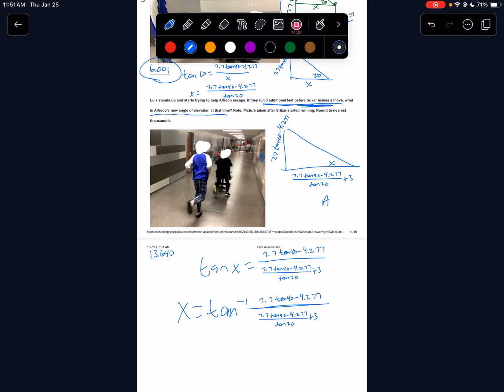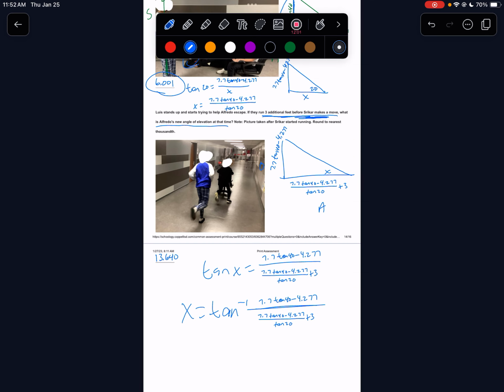So inverse tangent, start my fraction key now. So we got one big fraction. On the top part of this big fraction, we have 7.7 tan 40 minus 4.277. Go to the bottom part of the fraction. I'm going to start another fraction on bottom. That is 7.7 tan 40 minus 4.277 divided by the tangent of 20, arrow over all that plus 3. There we go.